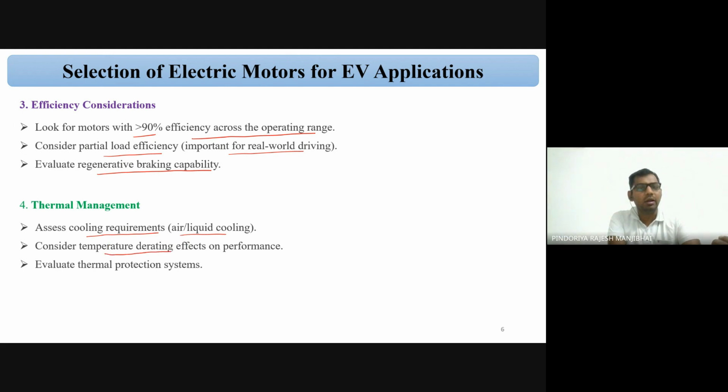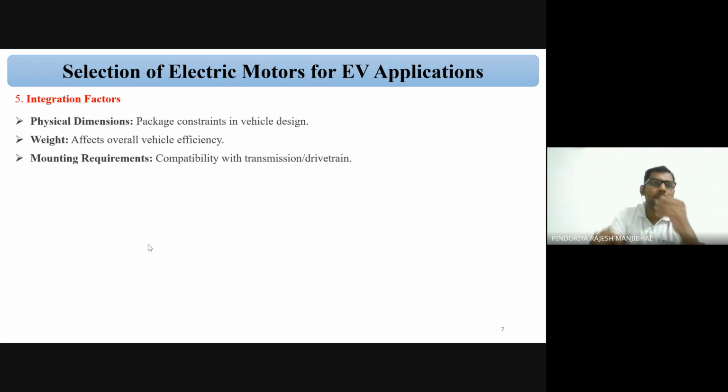Consider the temperature derating effect on the performance. Evaluate the thermal protection system. Okay, so this is the thermal management system we have to consider. Integration factor: how you can integrate the motor with the battery, the motor with the gear system, the motor with the transmission system. There are physical dimensional package constraints in the vehicle design. We have to consider the vehicle body design and the vehicle mass also. We should consider light electric motors, not heavy electric motors.